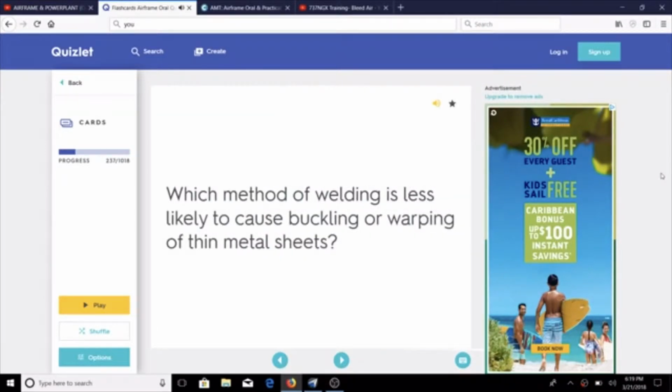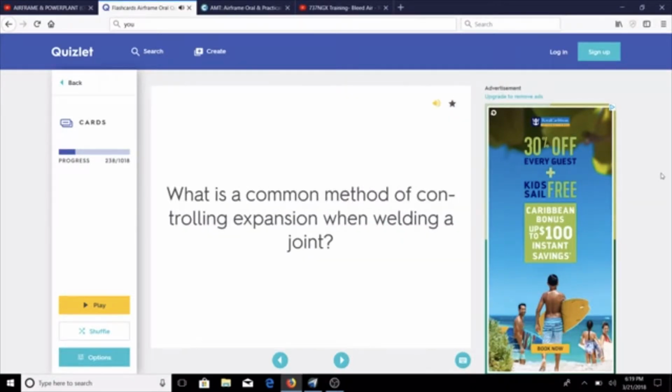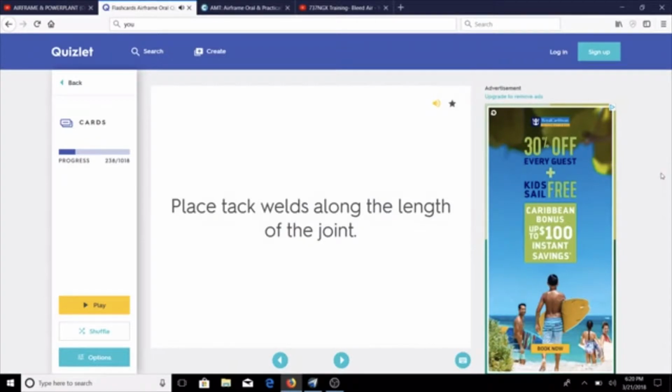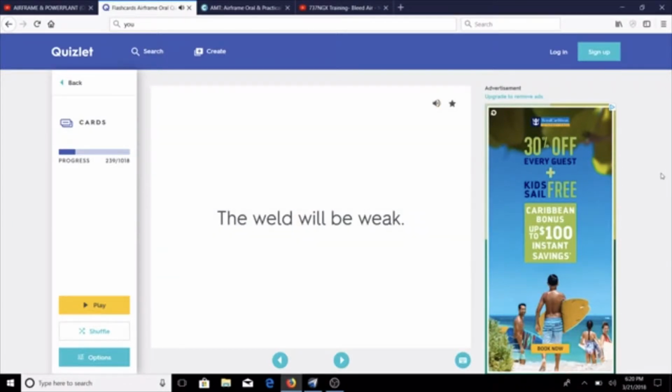Which method of welding is less likely to cause buckling or warping of thin metal sheets? Electric arc welding. What is a common method of controlling expansion when welding a joint? Place tack welds along the length of the joint. What is the effect of inadequate penetration on a weld? The weld will be weak.